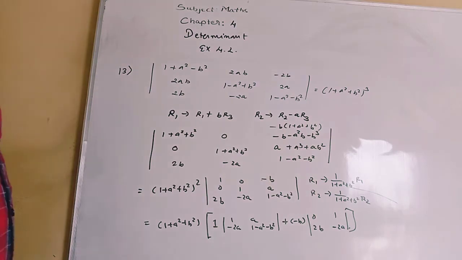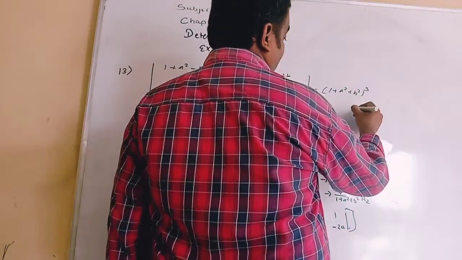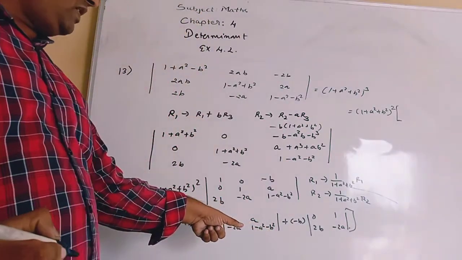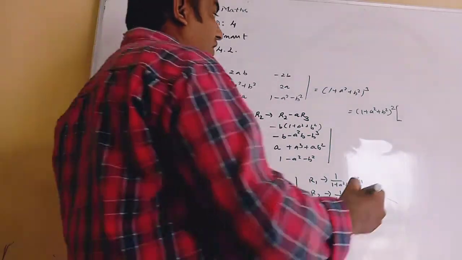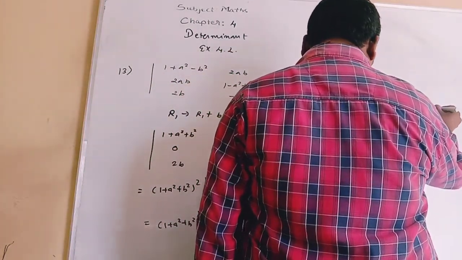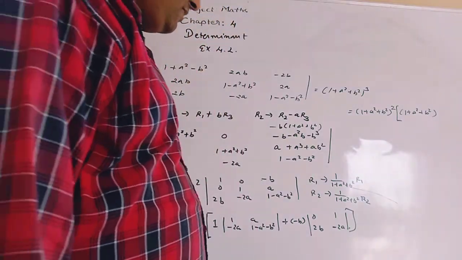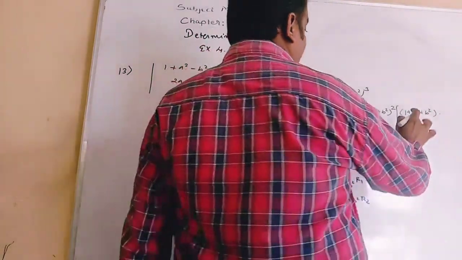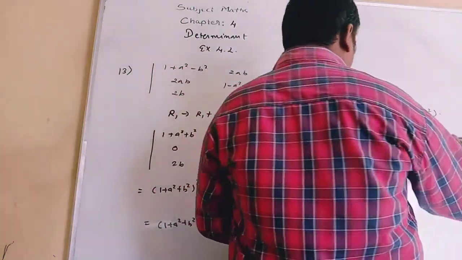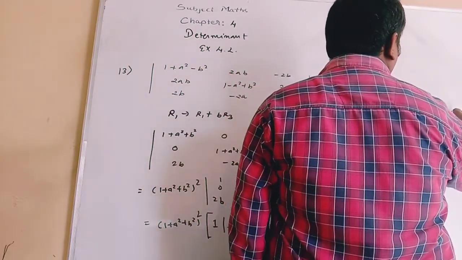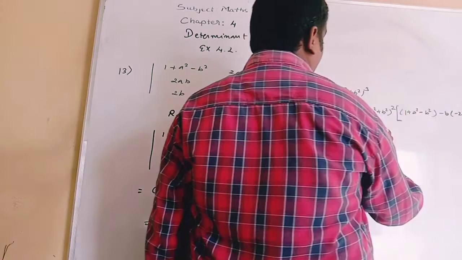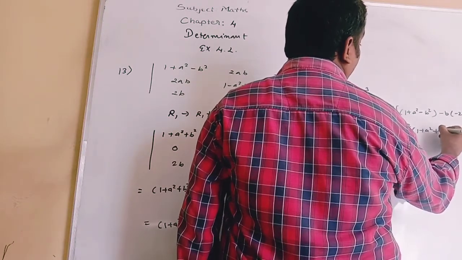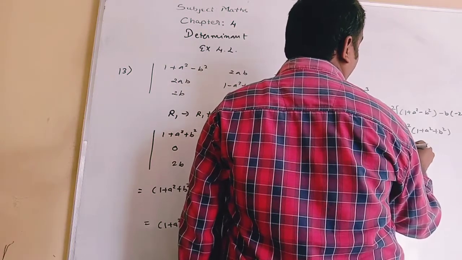And so we multiply this, then it is (1 + a² + b²)², and here 1 − a² − b², plus 2a², so it will convert into 1 + a² + b², and here minus b², and here minus b into 2b, minus 2b, so it will be 1 + a² + b², and this simplification again 1 + a² + b², so it will be (1 + a² + b²)³.